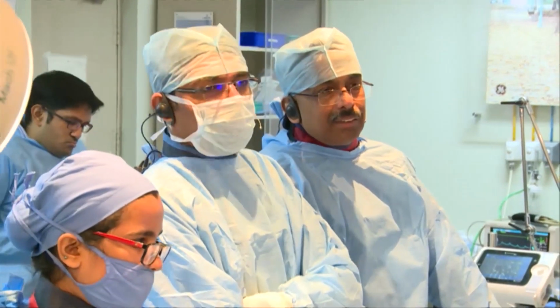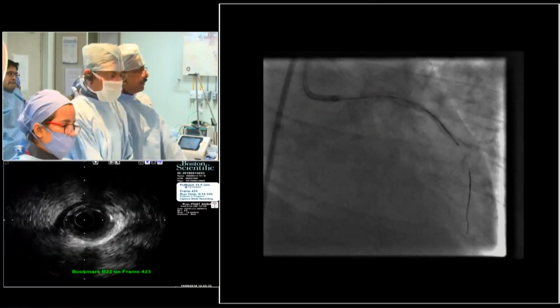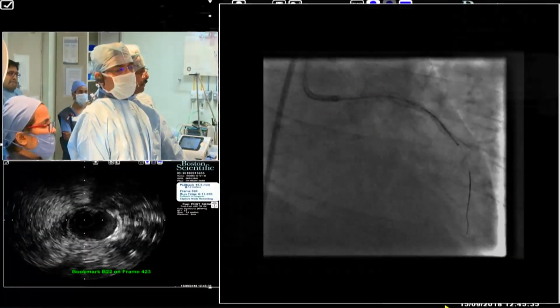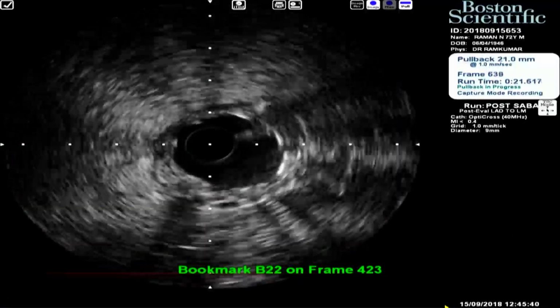So show the IVUS, please. Show the IVUS. IVUS should come there. Bigger picture IVUS. Okay, so can you see that? Can you see here the distal part of the stent? Unfortunately, you missed the distal edge. There is no dissection.